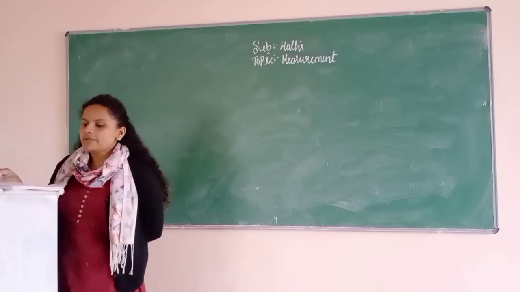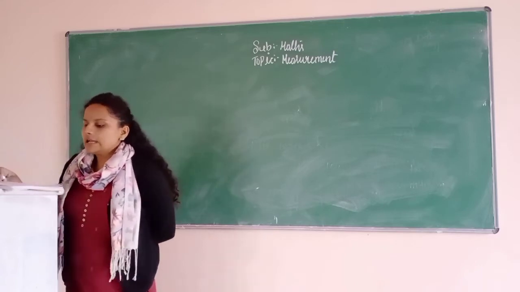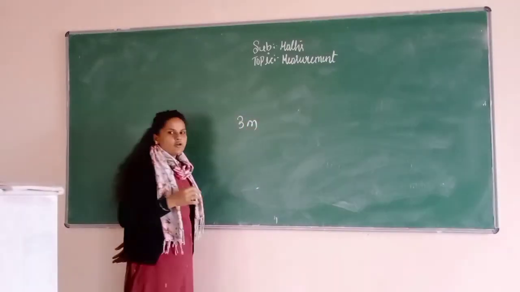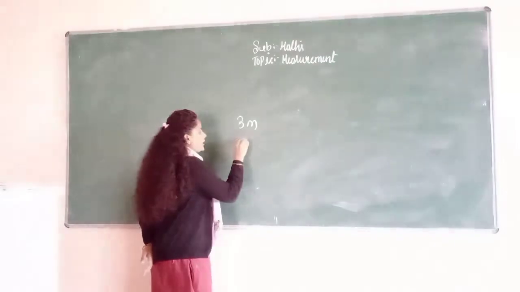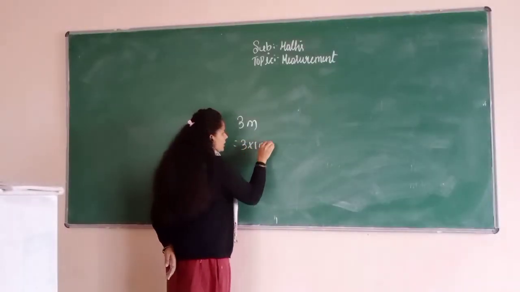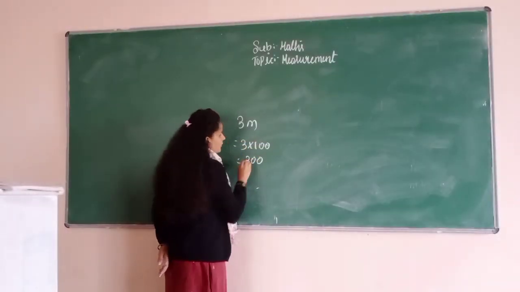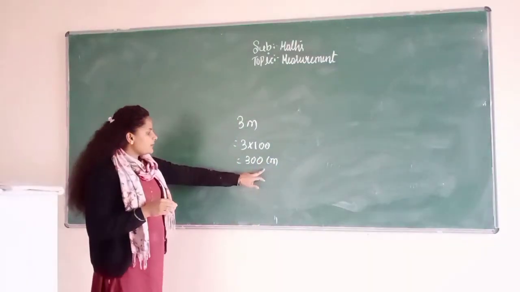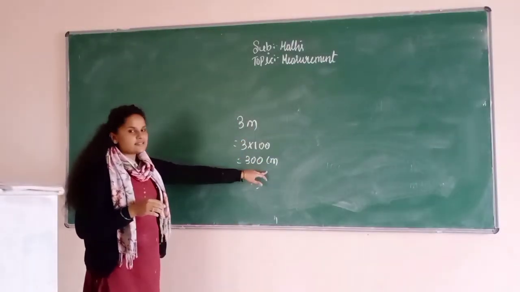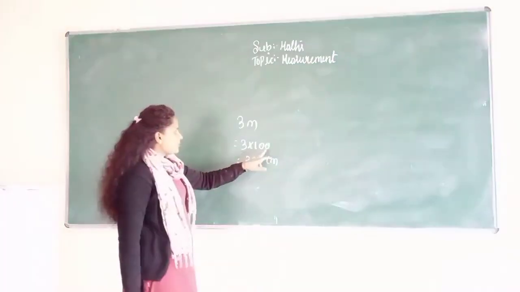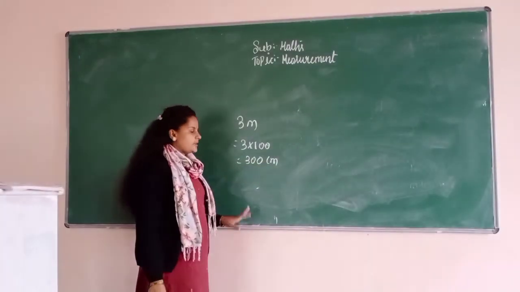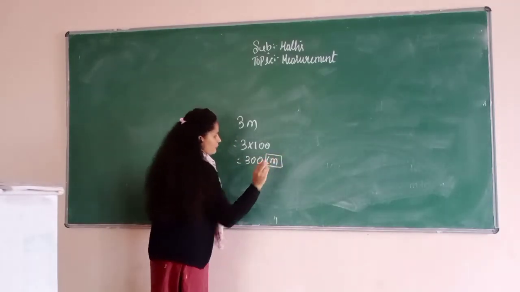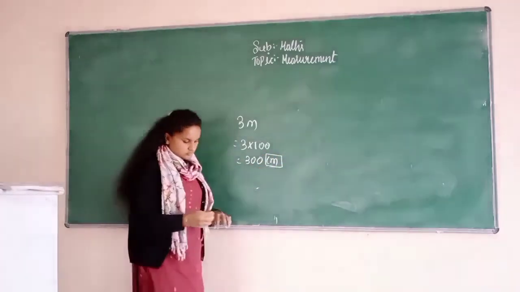Exercise 9A will be your homework. In that, convert to the centimeter. Now we have 3 meter. How to convert to the meter? I told 3 into 100 we will get 300. Now what is the unit? Centimeter. Why? Because we are going to convert from meter to centimeter, right? So 3 into 100 is 300 centimeter. So always we have to be careful with the units.